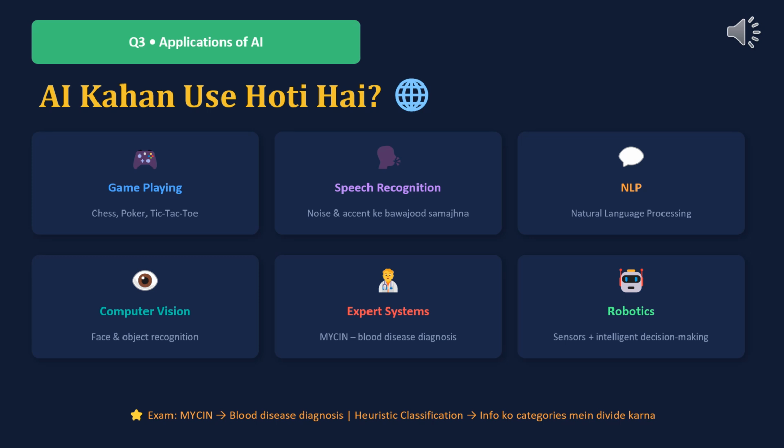In speech recognition, AI helps systems understand spoken language even with different accents and background noise. Natural language processing allows computers to understand and generate human language. Computer vision enables machines to recognize faces and objects. Expert systems such as MYCIN assist in medical diagnosis. Robotics combines sensors and intelligent decision making to perform tasks automatically. These applications show how AI has become an important part of our daily lives.